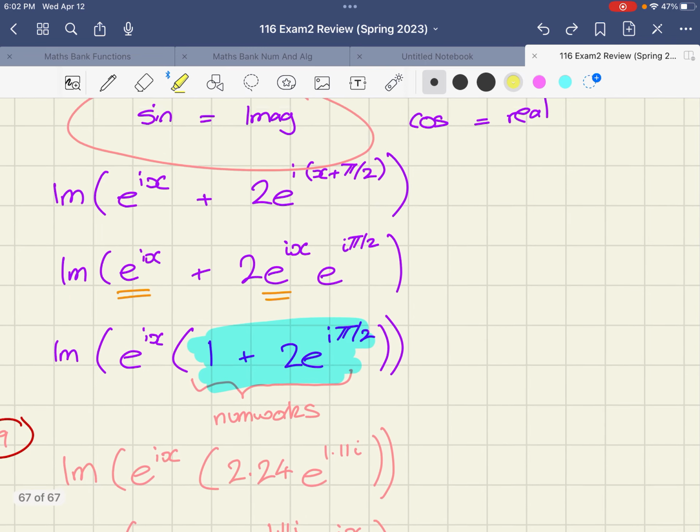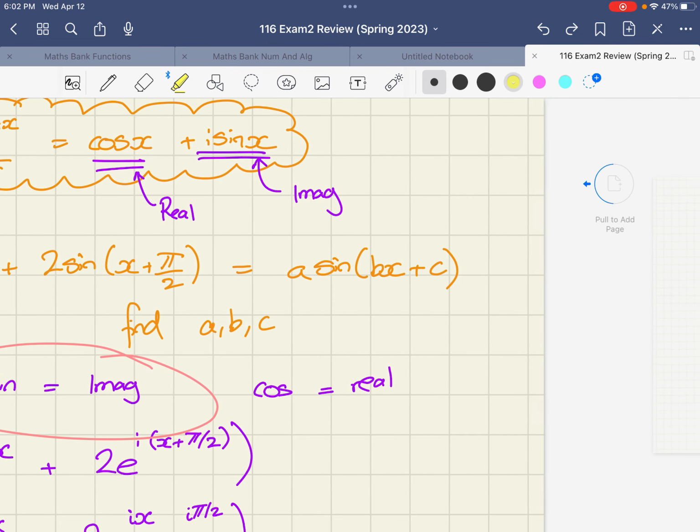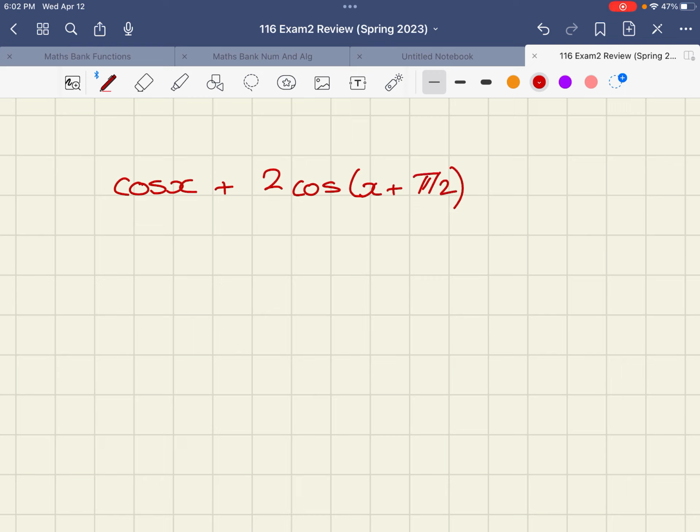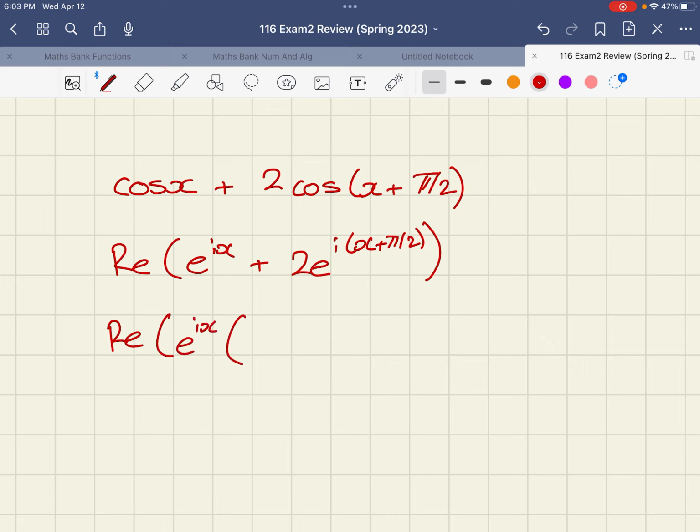I'll do it again with just the real parts with cos. Okay? I'll do this quite quickly. You can follow exactly the same logic through. Let's do the same question, but let's now say it was cos x plus 2 cos x plus pi by 2. It's the same sort of question, but now we're doing it with cos. So cos is the real part, so I take the real part of e to the ix plus 2e to the i, x plus pi by 2. I'm taking the real part and I'm going to factorize e to the ix. This is exactly the same as before. There is literally no difference at all. The numbers may change, but everything else is the same.